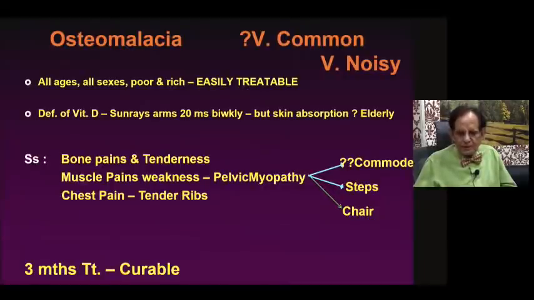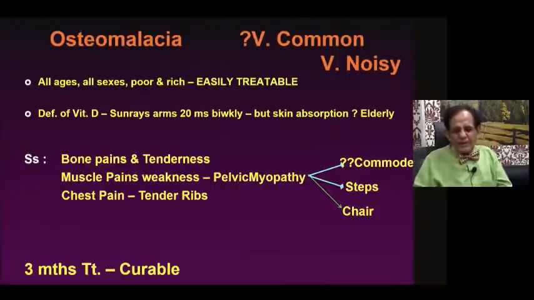So, the symptoms are what? The symptoms are bone pains. Bone pain and tenderness. What is tenderness? You've got pain, you're feeling the pain, but I press, you say, oh, this is tenderness. So tenderness is different from bone pain. Muscle pains, all the muscles. But the most important thing, the muscles of the pelvic girdle become weak.